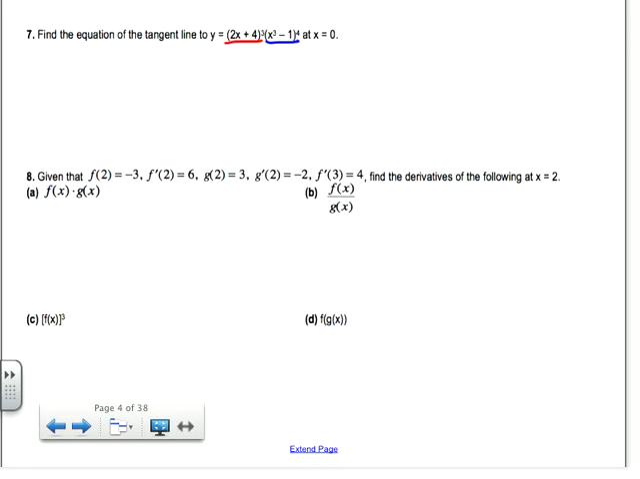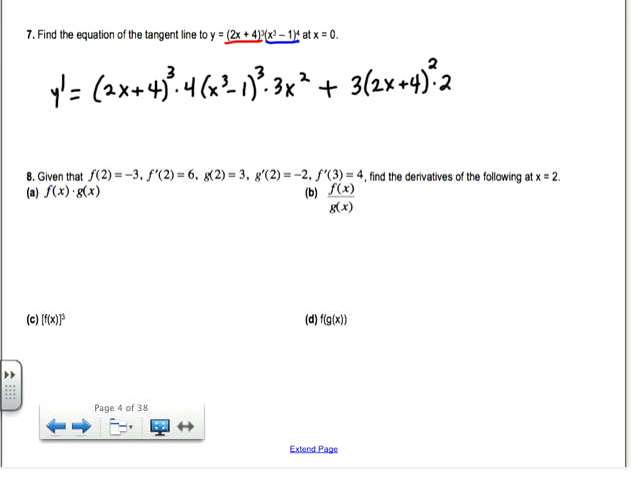So I'm going to have y prime equals first times the derivative of the second. So the derivative of the second was 4 times the quantity of x cubed minus 1 cubed times 3x squared. Everybody with me on that? Plus the derivative of the first, so 3 times 2x plus 4 to the second times 2 times the second part normal, so x cubed minus 1 to the fourth.